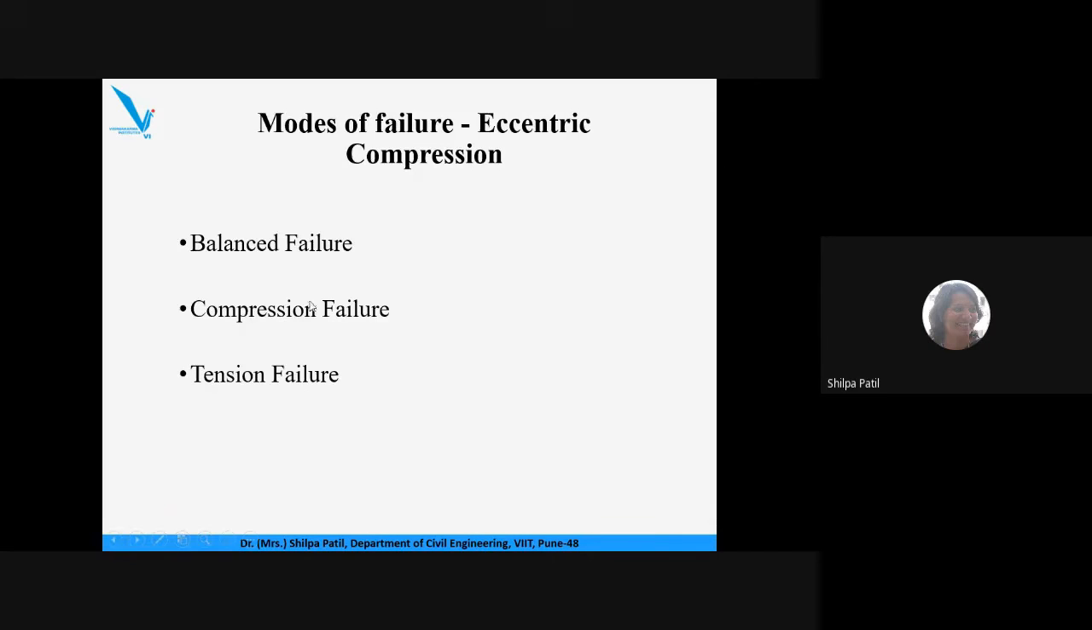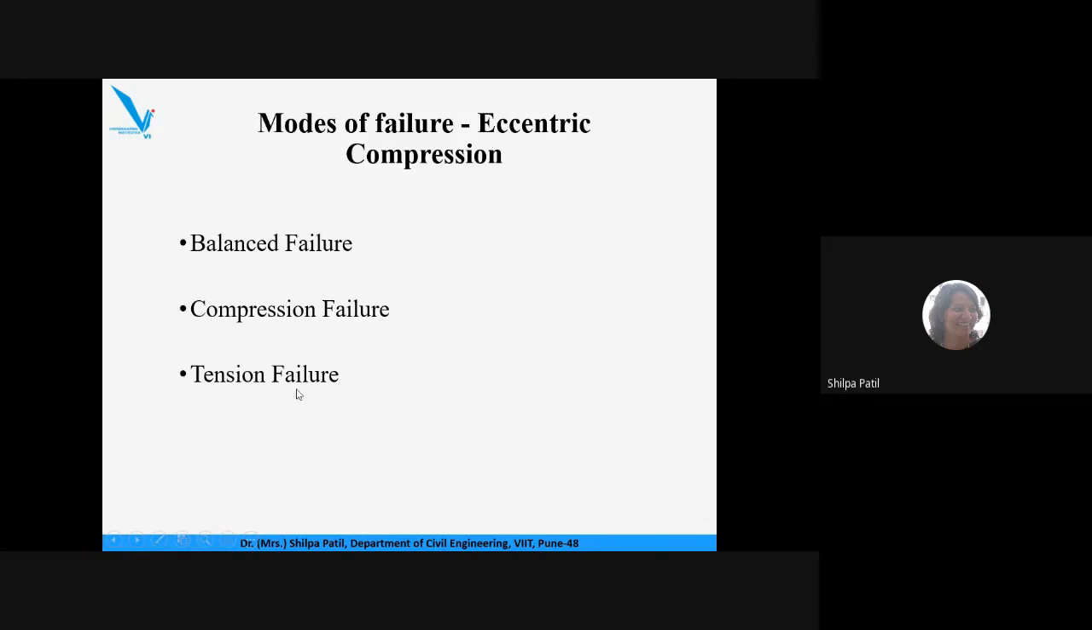But in compression failure, steel does not yield. Steel provided inside the column does not yield at all. Compression failure indicates only the crushing of concrete. Whereas in tension failure, the steel yields, and then concrete crushes, and then the failure takes place. So this is the tension failure.